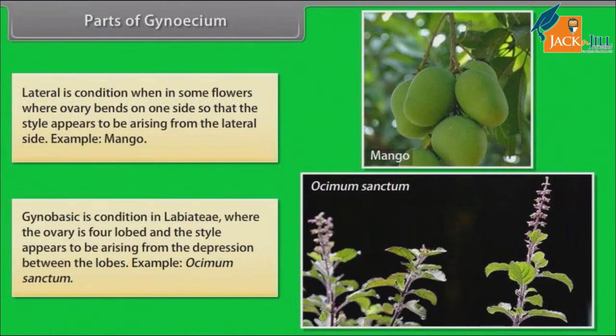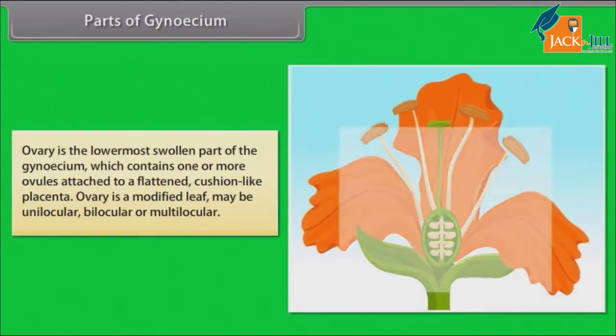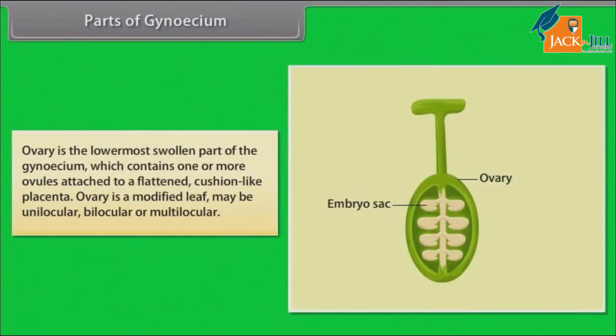Example: Ocimum sanctum. Ovary is the lowermost swollen part of the gynoecium, which contains 1 or more ovules attached to a flattened, cushion-like placenta. Ovary is a modified leaf, and may be unilocular, bilocular, or multilocular.